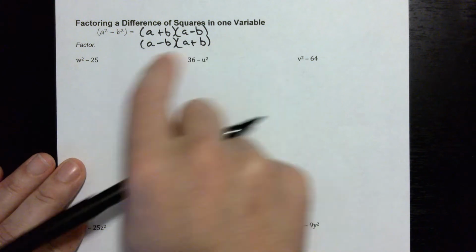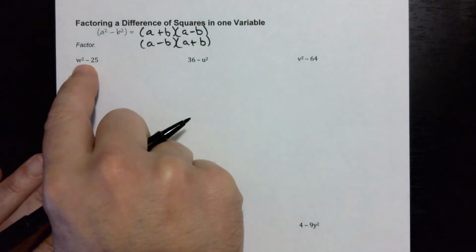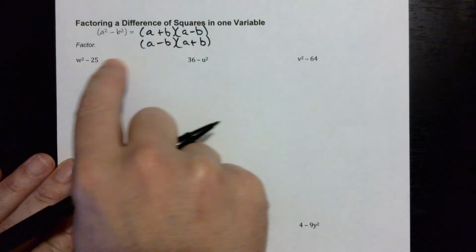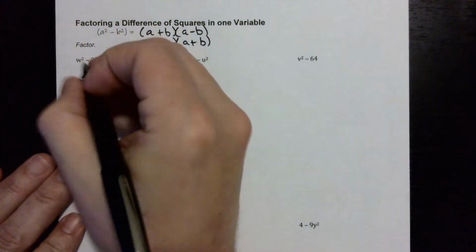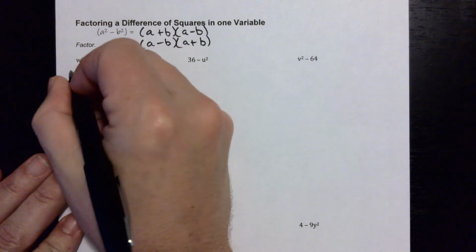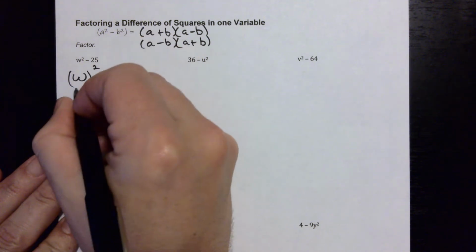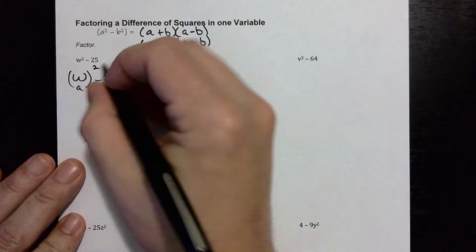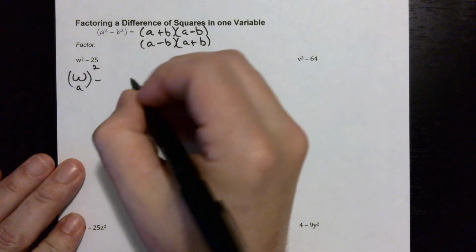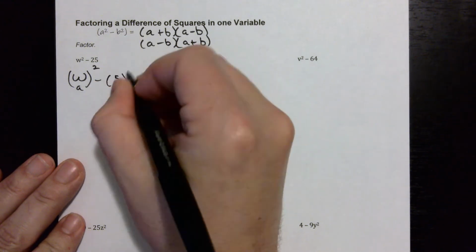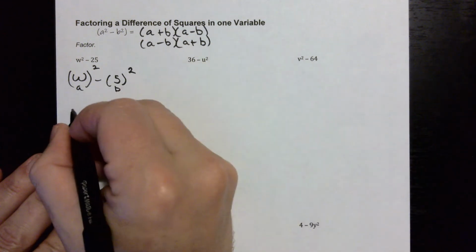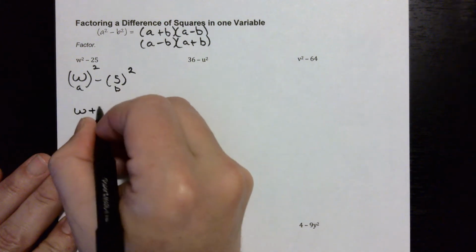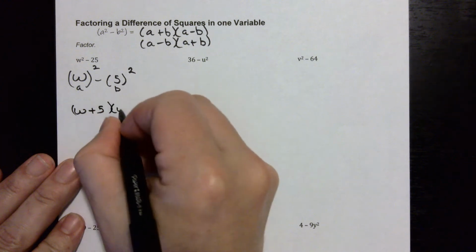Okay, so what we're going to try to do to these problems is get them in the form of two things that are being squared, label them as a and b, and then put it in like this. So for this one, w squared, that's going to be my a, minus what number squared gives us 25? 5 does. Okay, so 5 squared is 25. That's my b. So a plus b, a minus b: w plus 5, w minus 5.